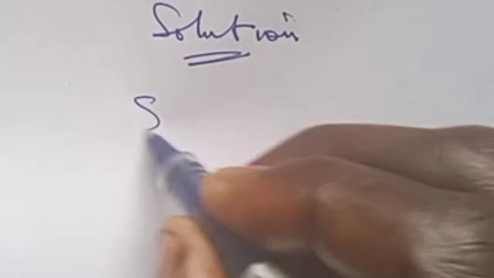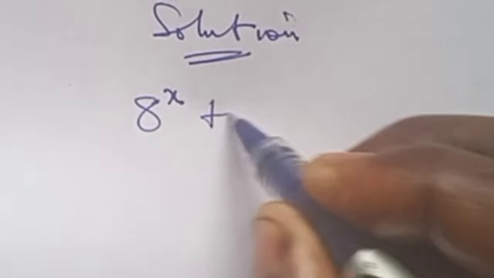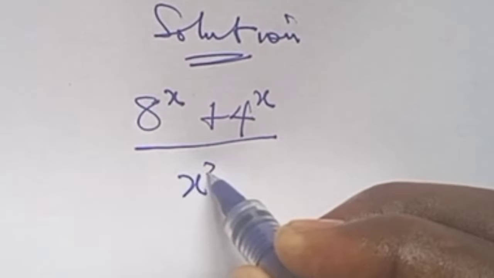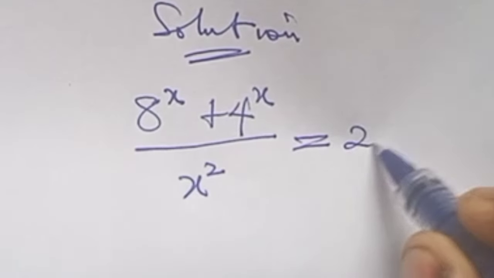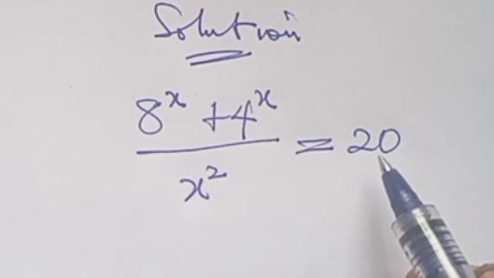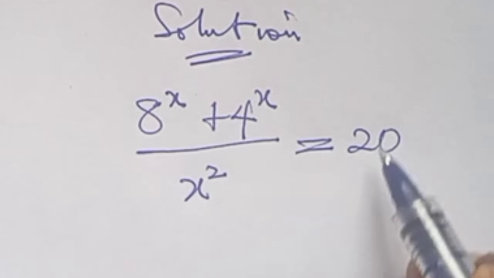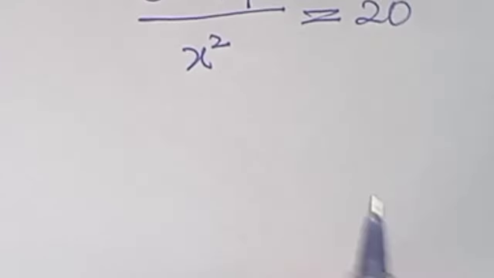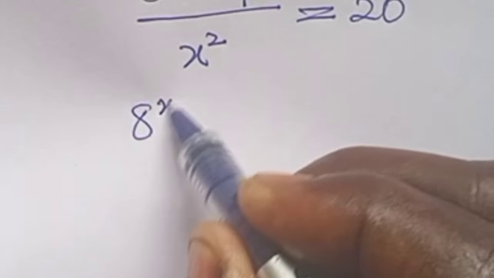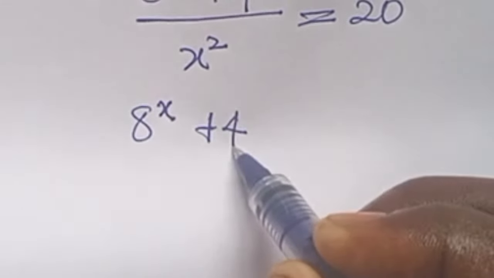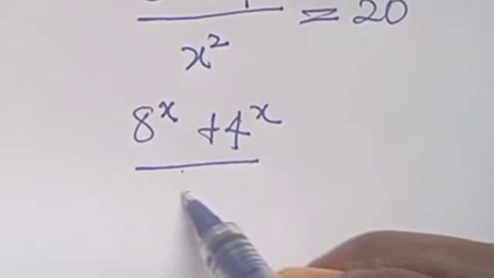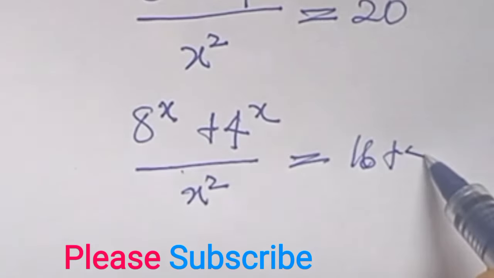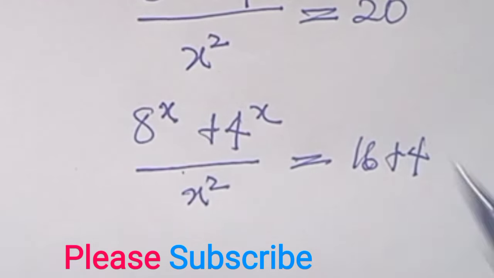Our equation: 8 to the power of x plus 4 to the power of x, all over x to the power of 2, all equals to 20. The first thing we will do is to split 20 into 16 plus 4, and the next line becomes 8 to the power of x plus 4 to the power of x over x to the power of 2 equals 16 plus 4. 16 plus 4 is equal to 20.